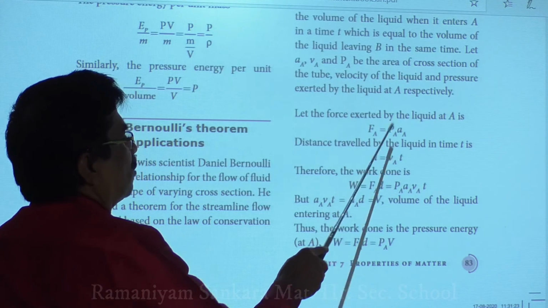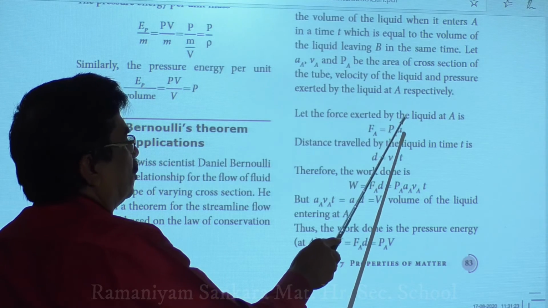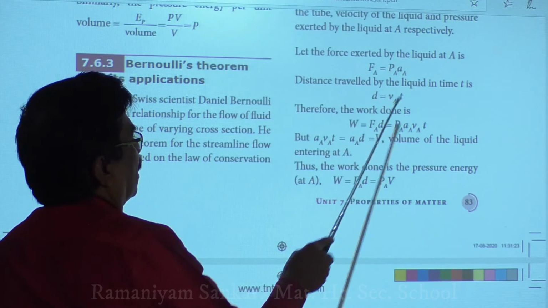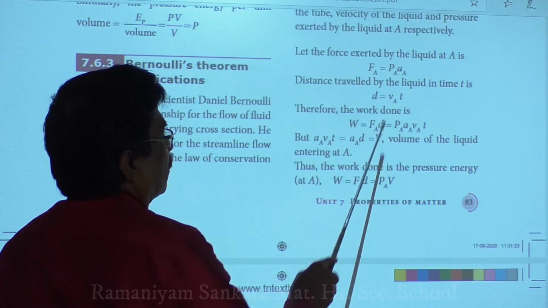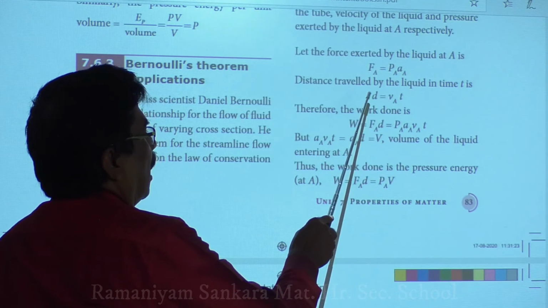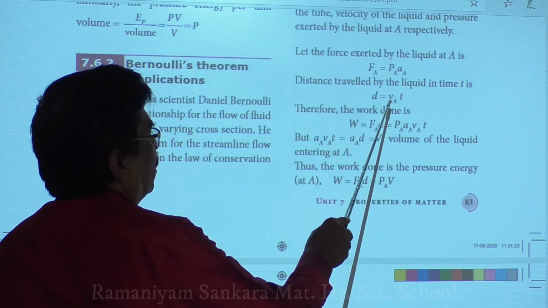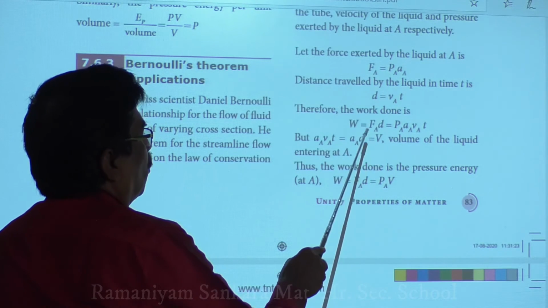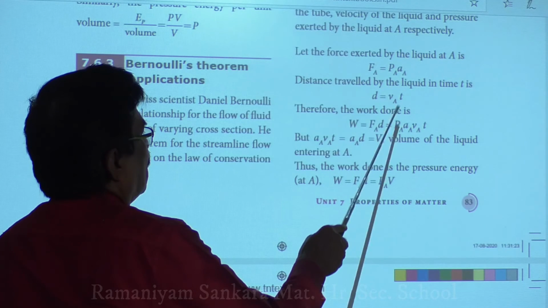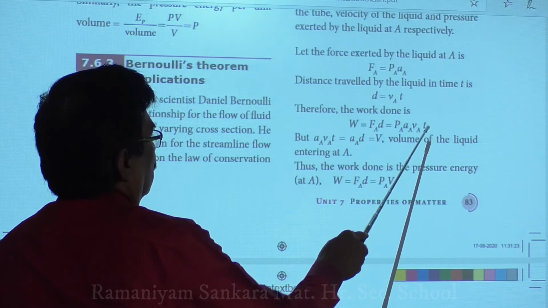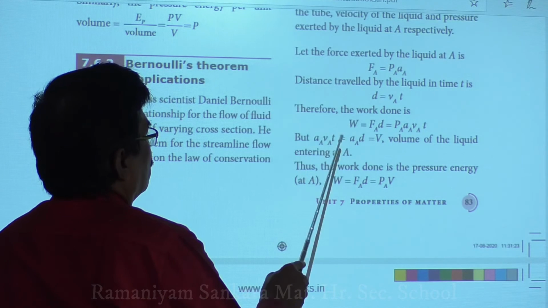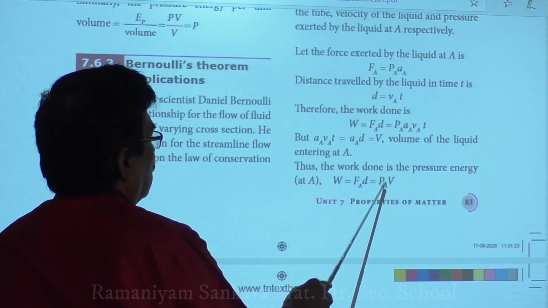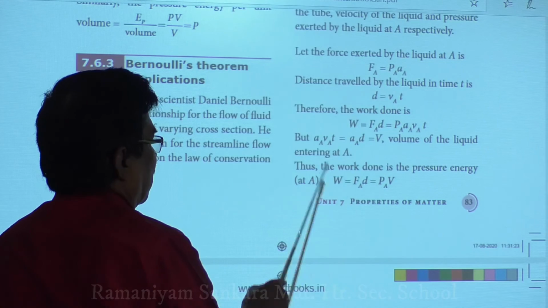Then what is the force? Pressure into area, so P_A into A_A. And what is D? Distance traveled, which is velocity into time. How do you know? In physics, we have distance equal to velocity into time, so V_A into T. And work done equals what? F into D, these two multiplied. But A into D is nothing but volume, so we have to write the volume. So P_A V, P_A V. This is for pressure energy.